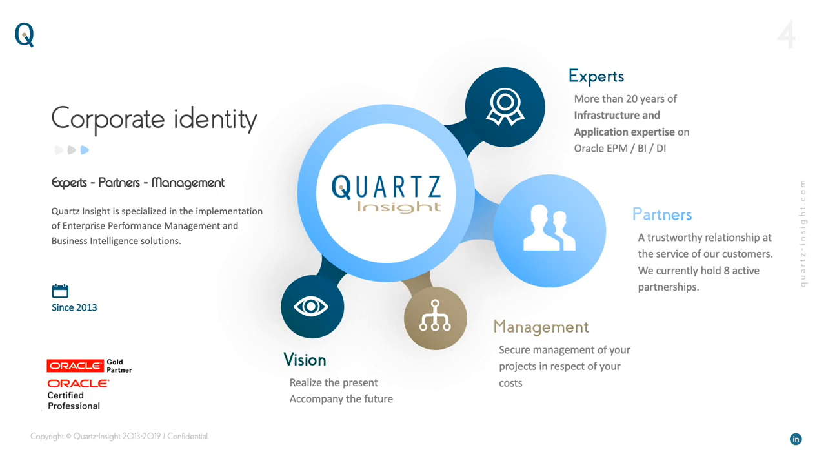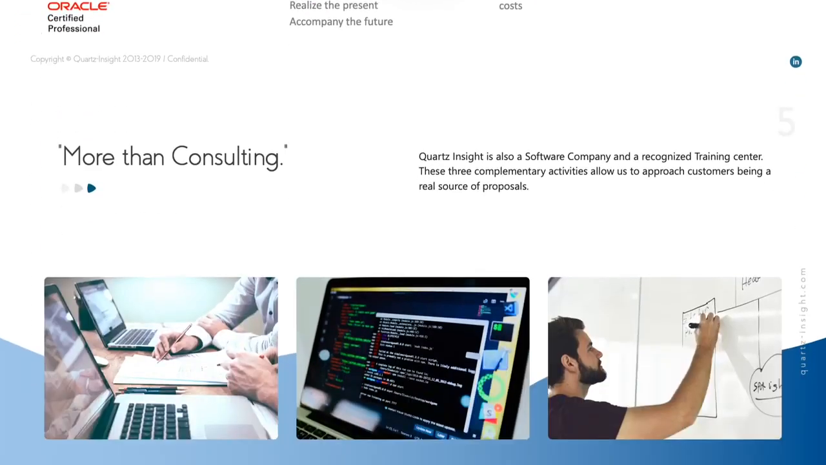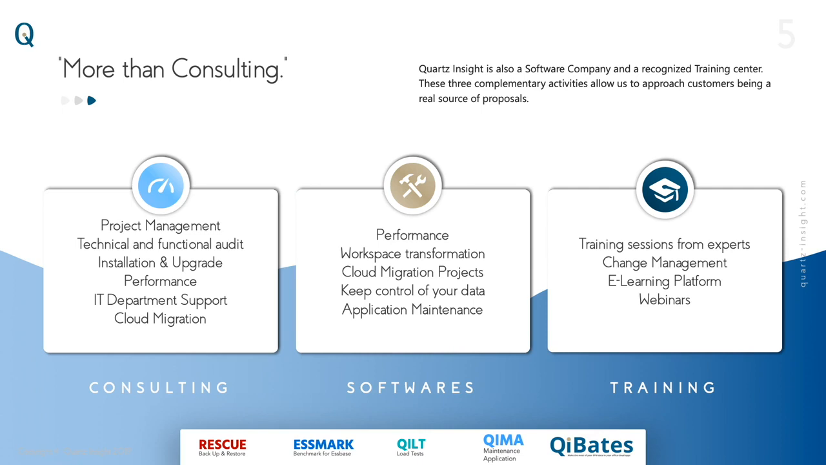Let me share with you a few details about our business now. As you can see on this slide, it goes far beyond consulting, since we also are a software editor since 2018. In a more detailed way, our areas of focus range from consulting to training. And as far as the software editing part is concerned, we currently offer 5 prepackaged EPM solutions, offers that address various issues such as application maintenance, load testing, or the digital transformation of the workstation that we will address today with Qibates.